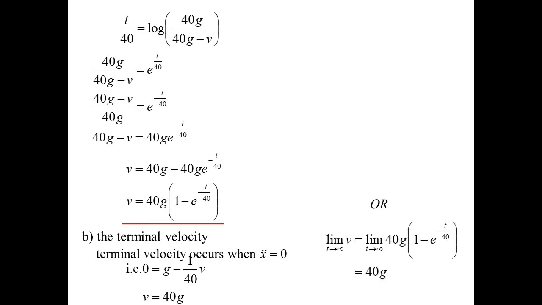The other way, because I've got the velocity time equation, I can say, well, I know terminal velocity is the limit as t approaches infinity, and if I look at velocity, I've got that backwards exponential, and I know as t approaches infinity, that'll approach 0, so therefore I end up with 40g. So 2 different ways you could work out terminal velocity.